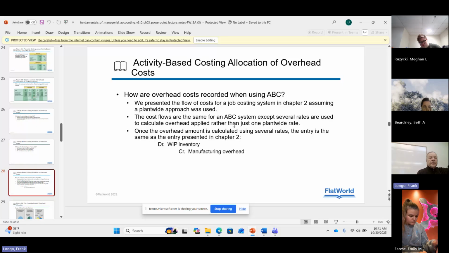Okay, I want to review this slide because I have a little concern about journal entries, especially if your accounting one was a little while ago, where you might not be all that up to date on debits and credits. So, how are overhead costs recorded when using ABC? Overhead costs are added to work in process inventory.